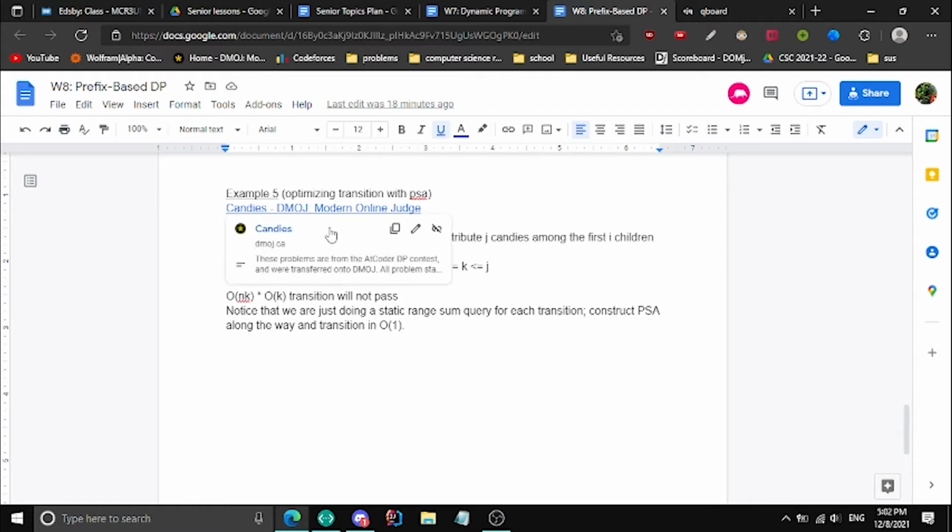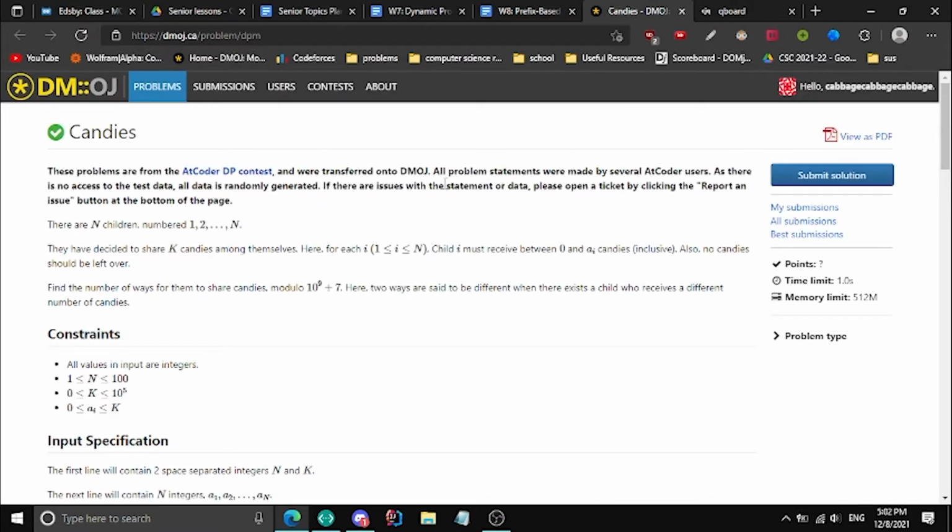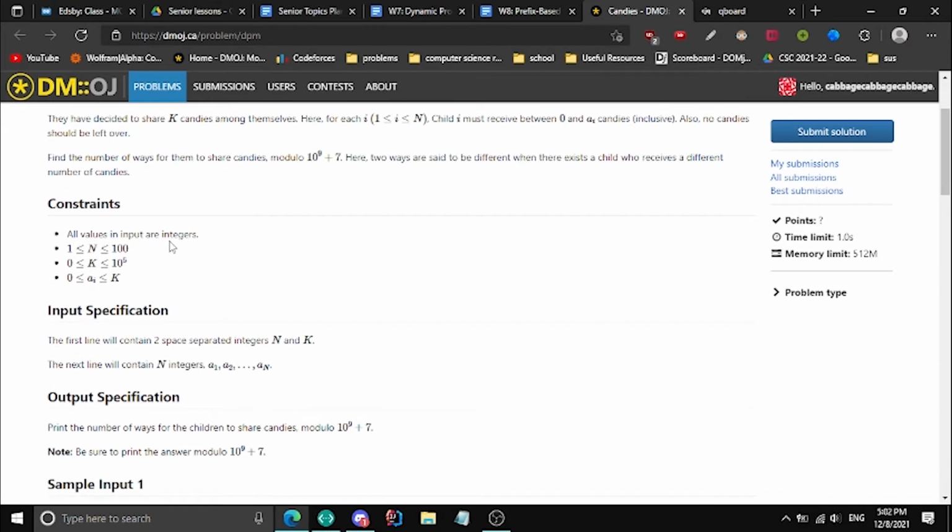Okay, so it says there are n children, numbered 1, 2, 3, all the way to n, and they have decided to share k candies among themselves. Here, for each i from 1 to n, inclusive, child i must receive between 0 and a_i candies, and also no candies should be left over. Find the number of ways for them to share candies, modulo 10 to the 9 plus 7. Here, 2 ways are said to be different when there exists a child who receives a different number of candies.